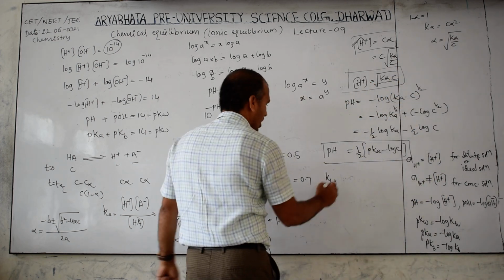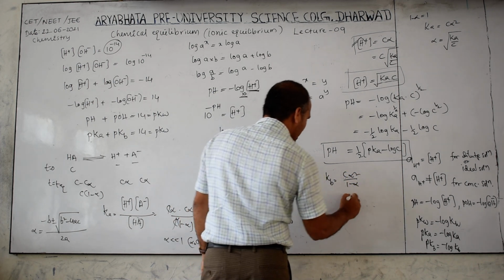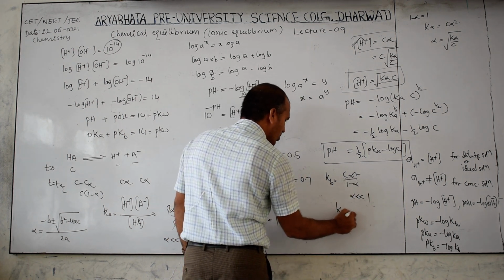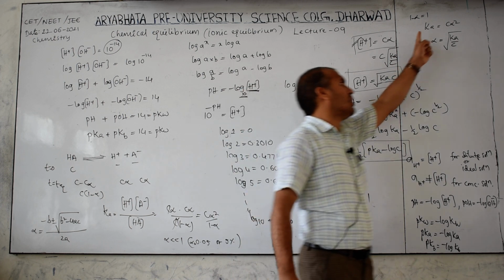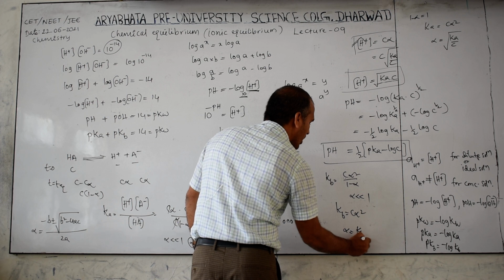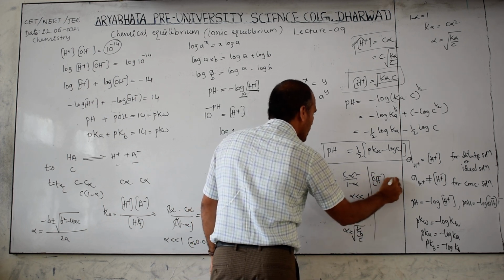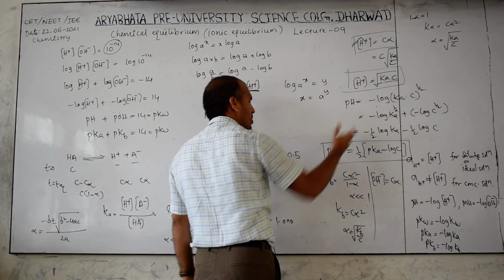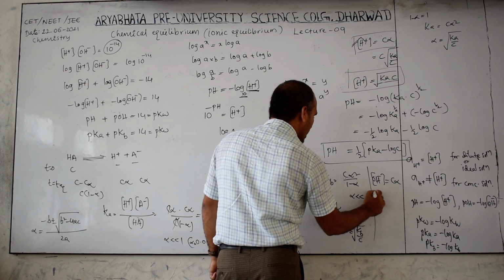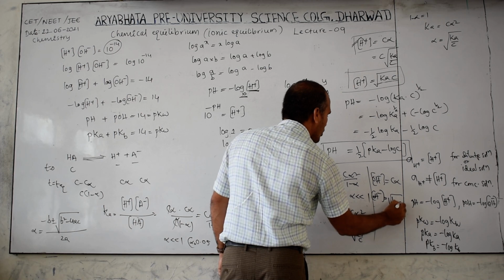Here it is: Kb is equal to C alpha square by 1 minus alpha. Alpha is less than 1, so you can consider the denominator as 1. Therefore, Kb is equal to C alpha square. Similarly, alpha is equal to root of Kb by C. Similarly, OH minus ion concentration is equal to C alpha. The same formulas are applicable. Therefore, directly I am writing OH minus ion concentration is equal to root of Kb into C.